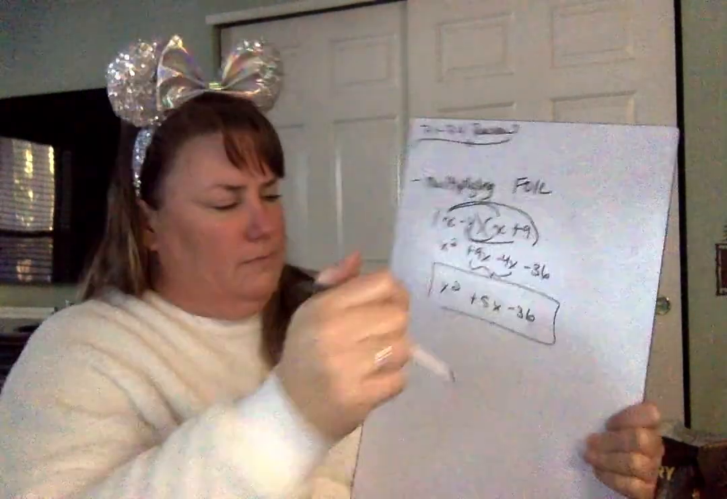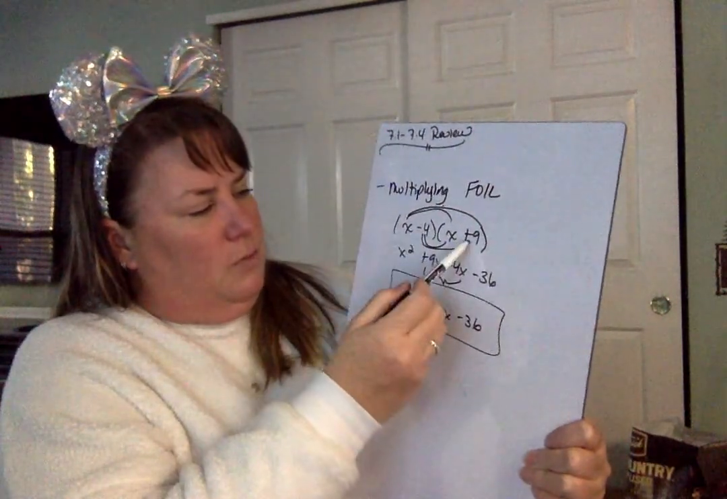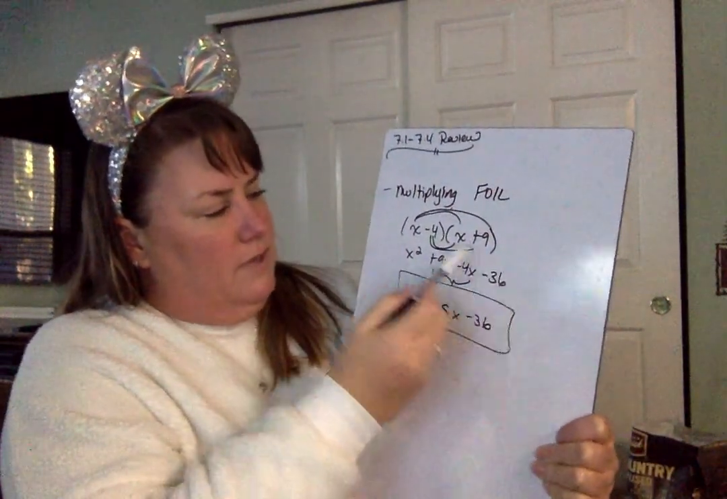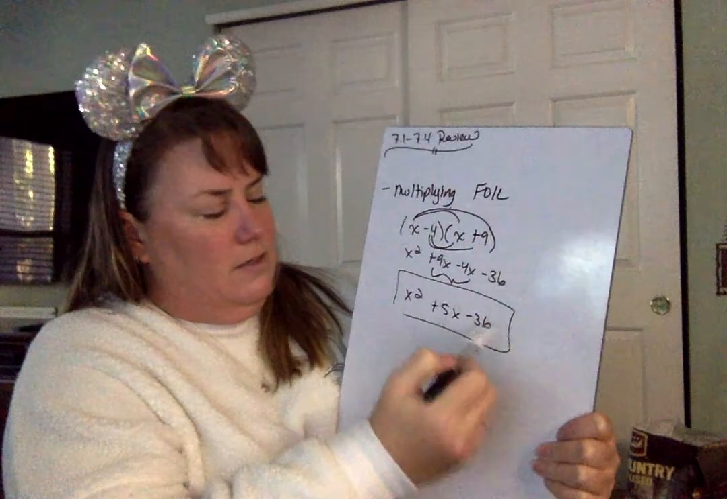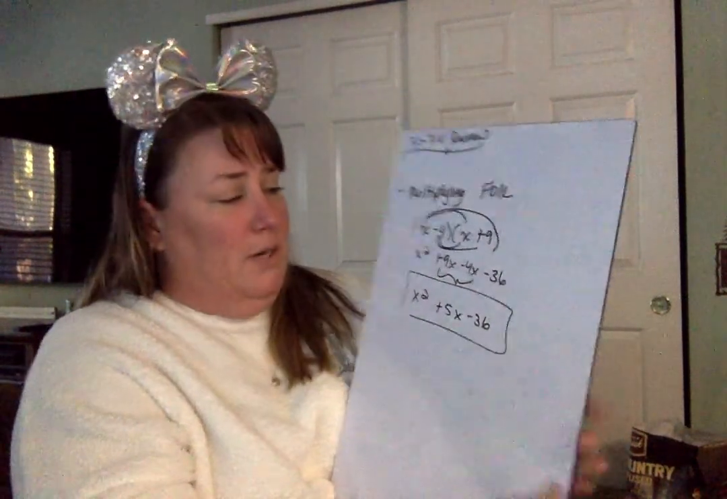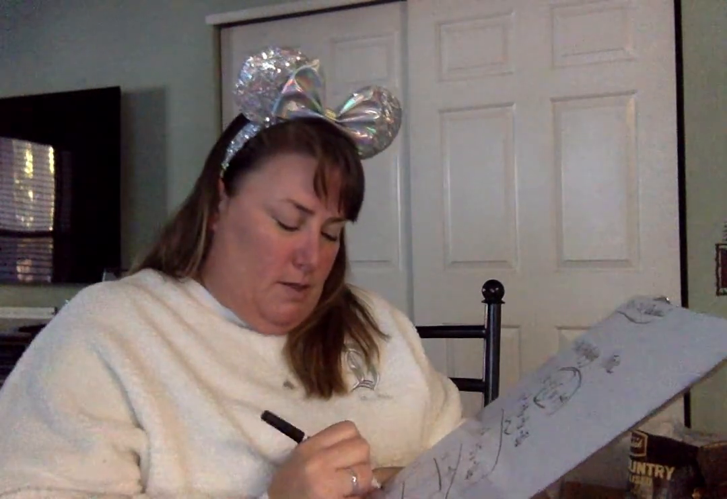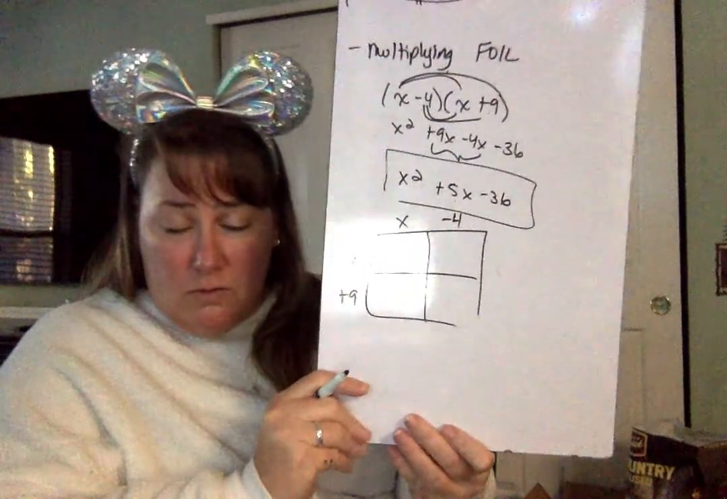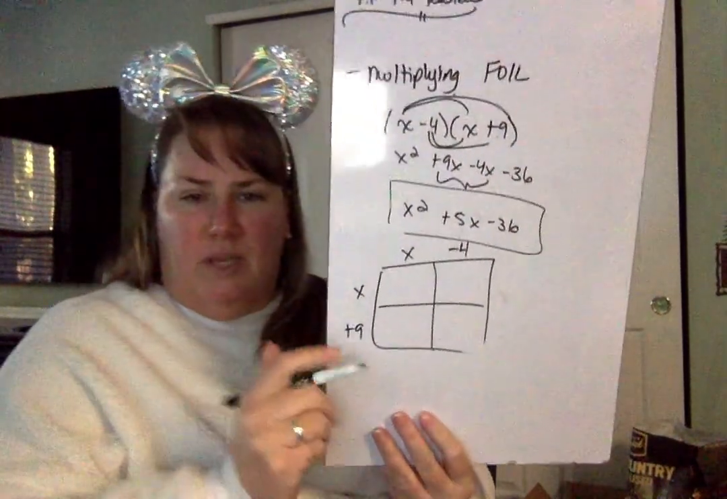As a quick check, negative 4 plus 9 is positive 5. Negative 4 times 9, negative 36. Now, if I were to box that, same problem. Your box size is determined by your polynomial. My kids know that as soon as you have a trinomial or more, you must use the box. I'm very picky about that.